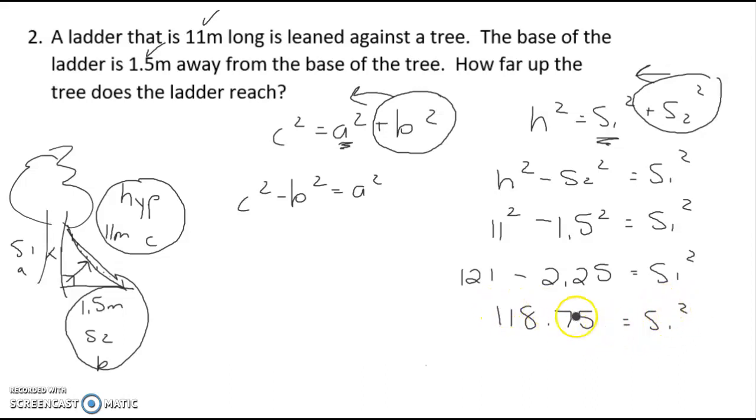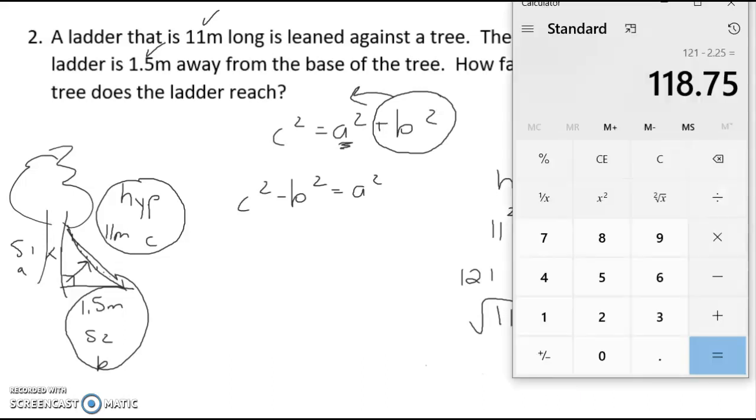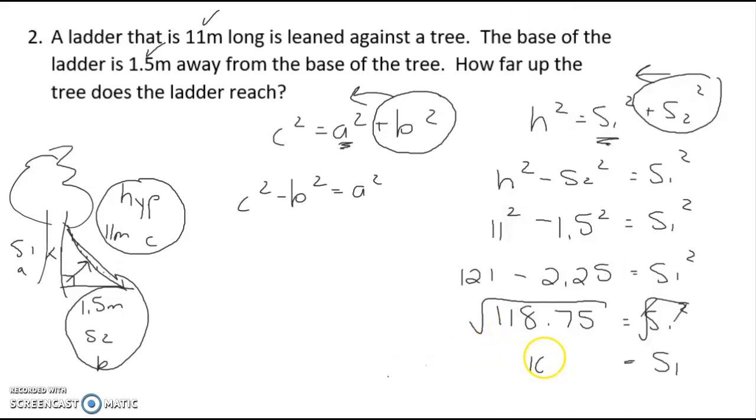And now in order to solve for side 1, we have to take the square root, because we want to cancel. You do it on one side, you do it to the other side. So square root and squared cancel. It's like adding and subtracting, or multiplying then dividing. They're the opposites, so this is side 1. And we take the square root of 118.75. You get 10.89, and we can round that up to 10.9. And because we're dealing with meters, we call it meters.